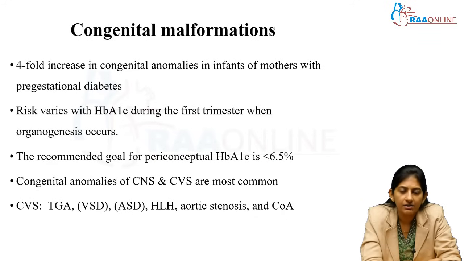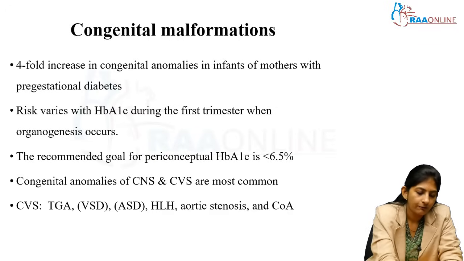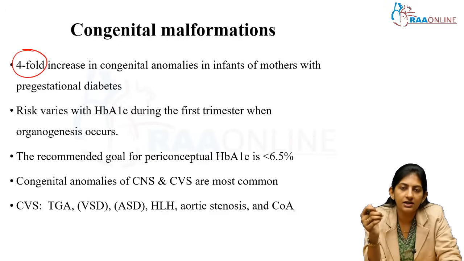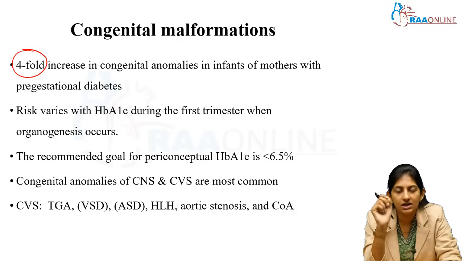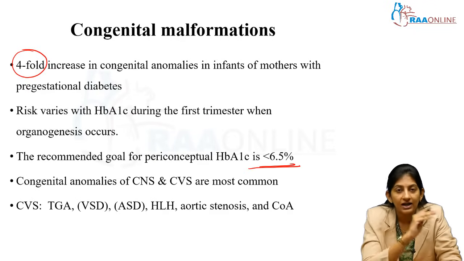Coming back to the congenital malformations. I want you to recall the first slide. I told you pre-gestational diabetic mothers have a higher risk of having congenital malformations in their babies, isn't it? So how many folds? 4 folds. There is a 4-fold increase in the congenital anomalies in infants born to mothers with pre-gestational diabetes, and the risk very much depends on HbA1c, very important. Pre-conceptually we aim for HbA1c less than 6.5, and in the first trimester at least it should be less than 7%.